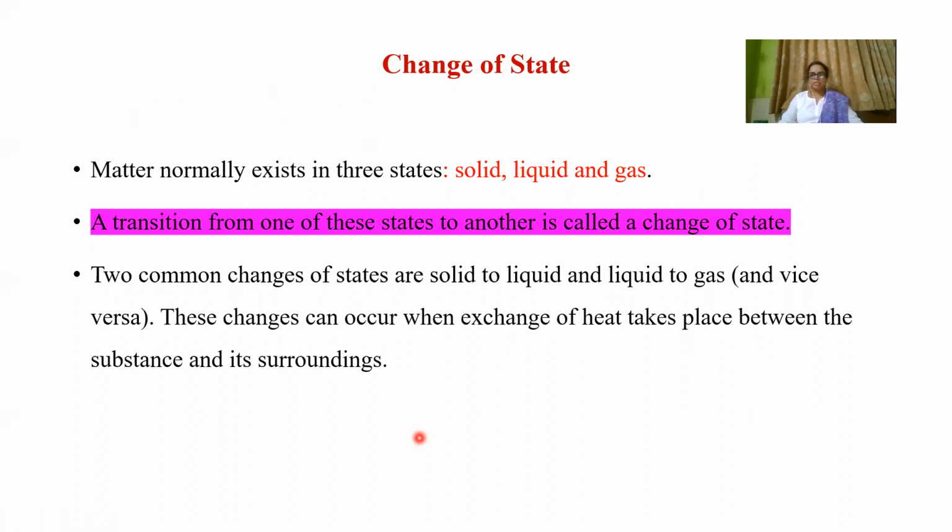Now, change of state. Matter normally exists in 3 states: solid, liquid, and gases. We are familiar with this. A transition from one of these states to another is called change of state. 2 common changes of state are solid to liquid and liquid to gas. These changes can occur when exchange of heat takes place between the substance and its surroundings.